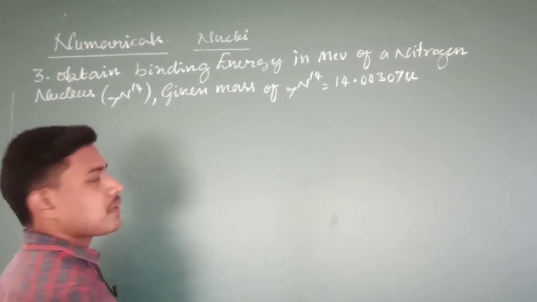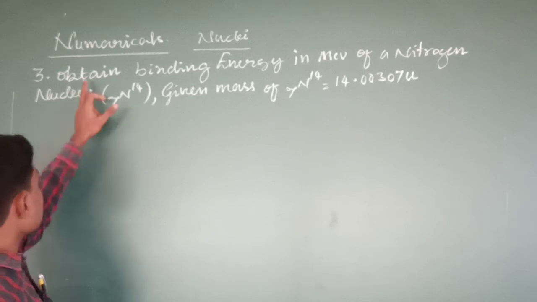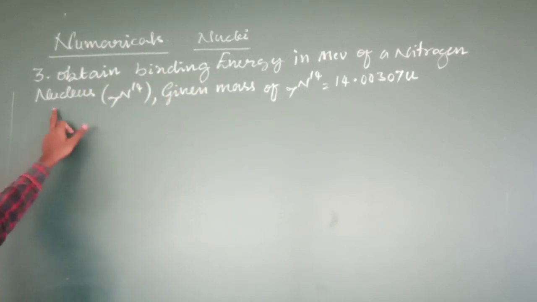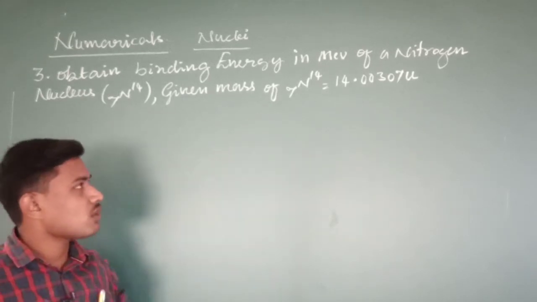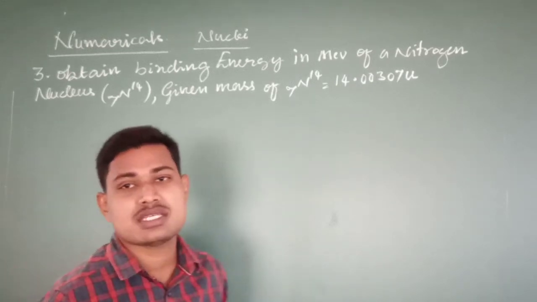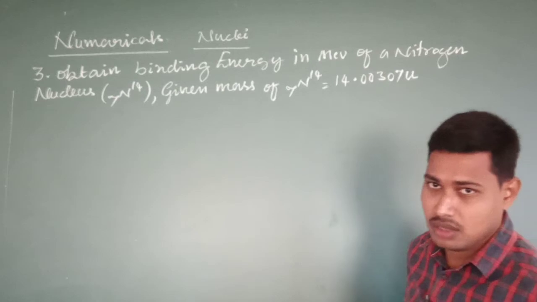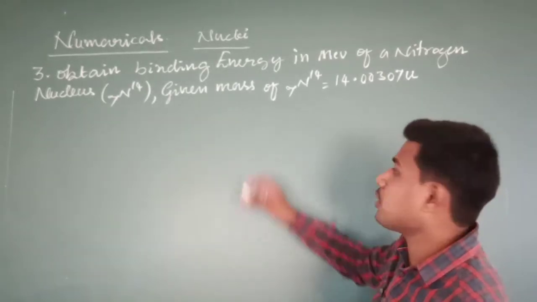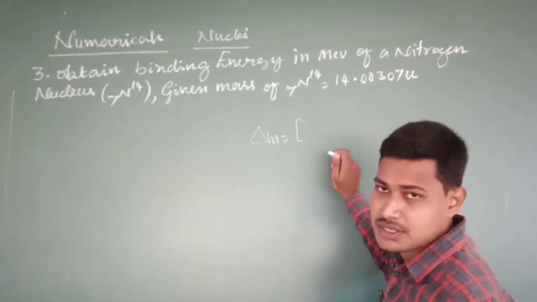So only this much data is given, and only this much is the question. Obtain the binding energy in million electron volt of a nitrogen nucleus, given the actual mass of the nitrogen nucleus. So how to find it? Very simple. What is mass defect?